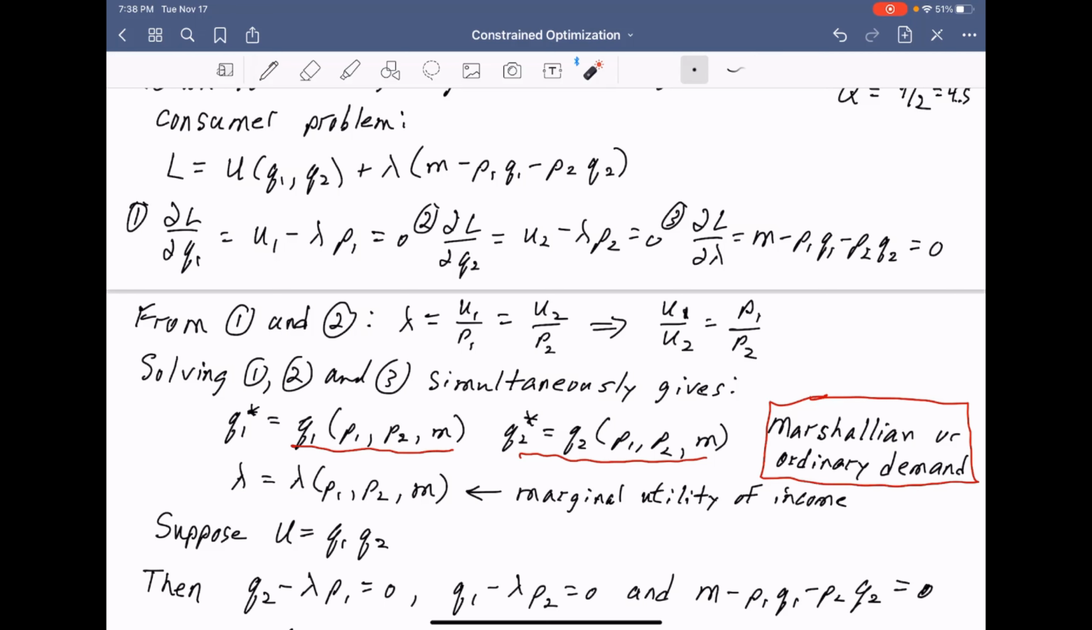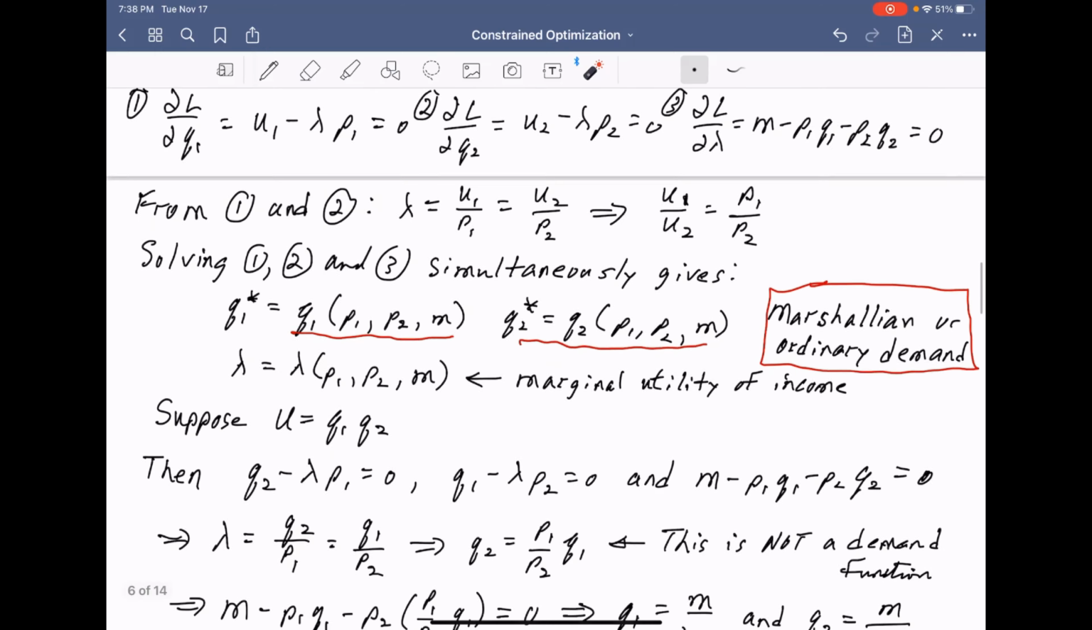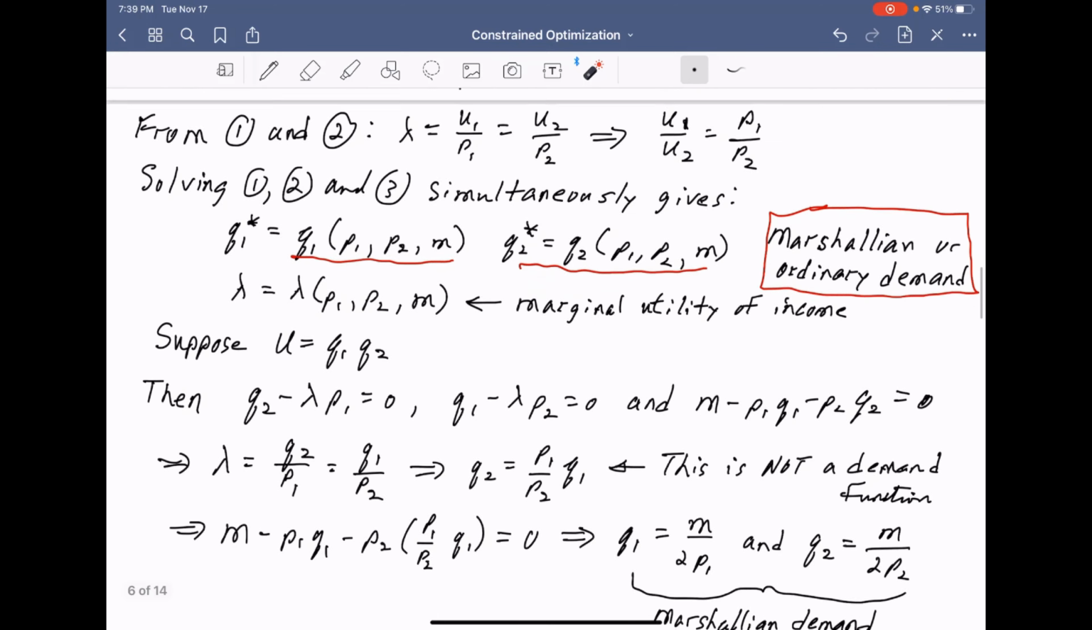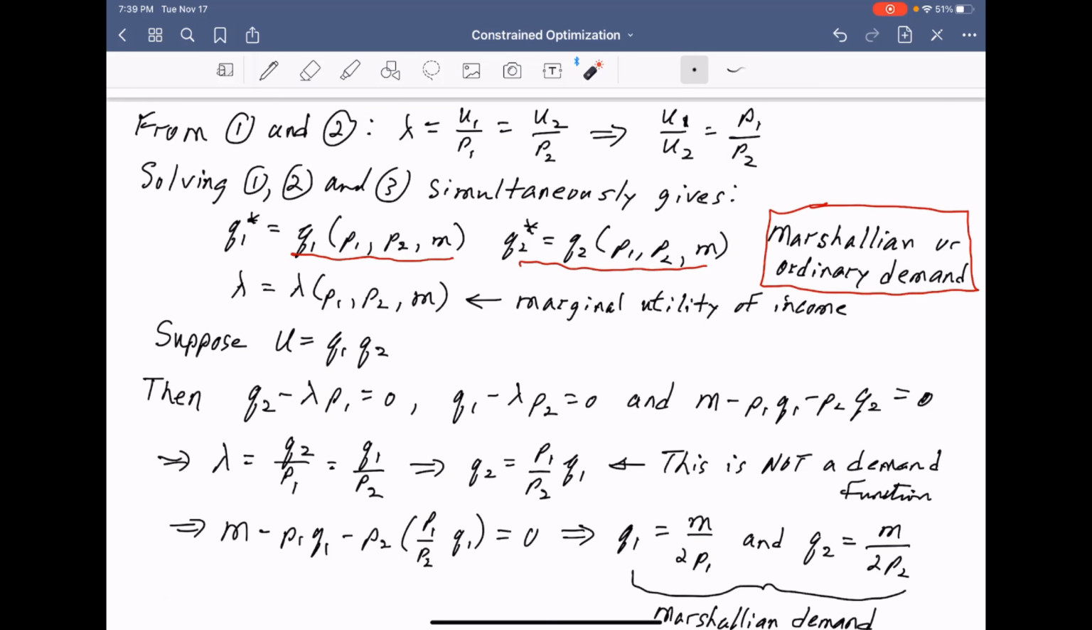Now it also turns out, of course, that lambda itself is a function of P1, P2, and M, and lambda is the marginal utility of income, and it will change as the prices change and as the budget changes. Now suppose we have that utility is simply a Cobb-Douglas function with Q1 and Q2 both raised to the power 1. Then Q2 minus lambda P1 equals 0, Q1 minus lambda P2 equals 0, and again this constraint is 0.